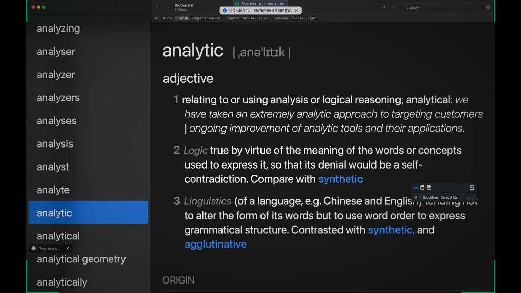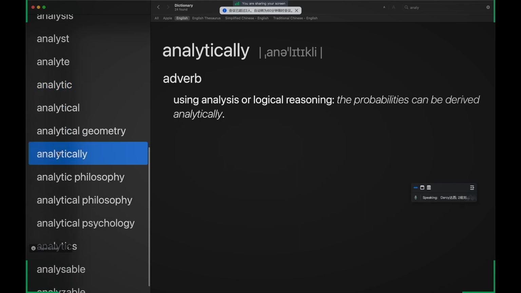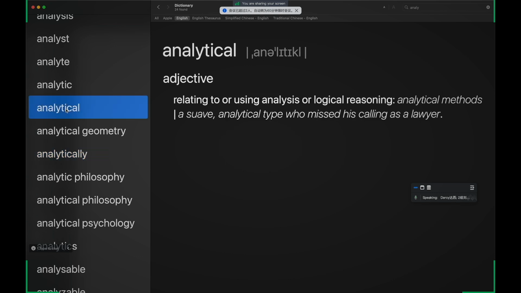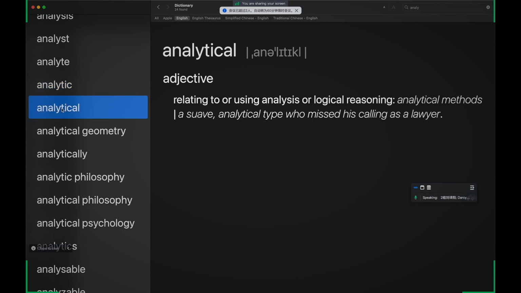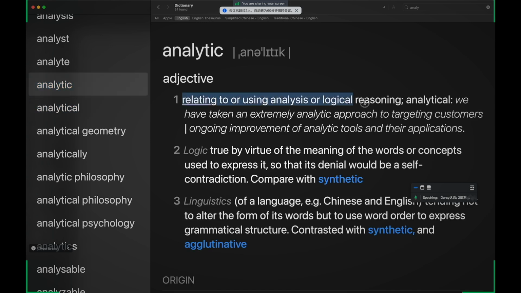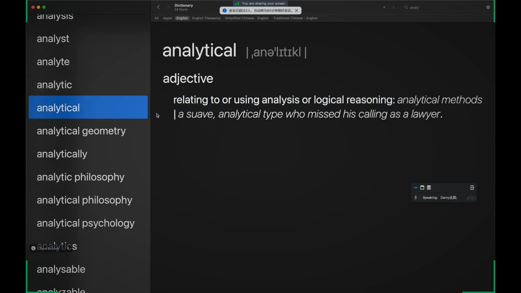Here's the adjective. Here's the adverb, and two adjectives, right? Yeah. Analytic thinking and analytical thinking. I think they're the same thing. Relating to using analysis and logical reasoning, and relating to using. So it's the same thing, right?